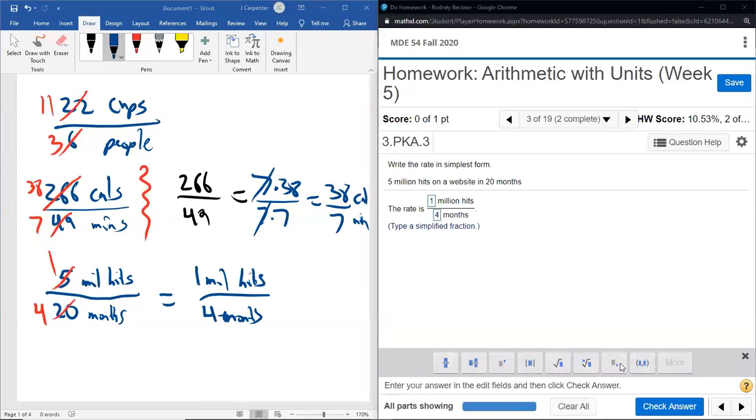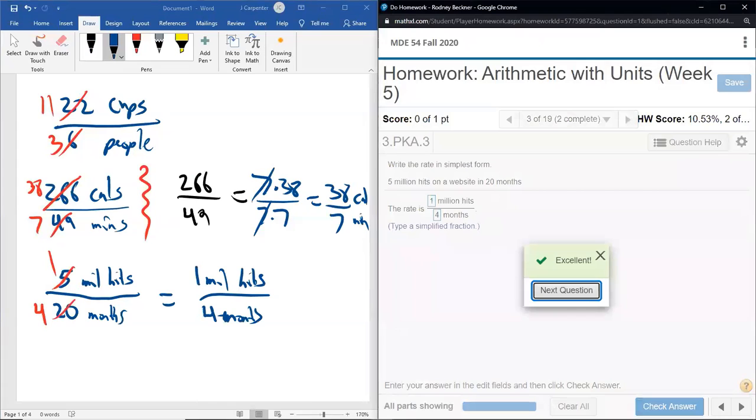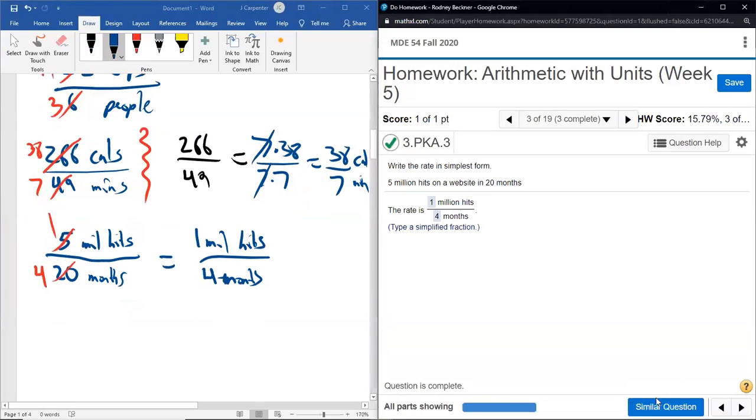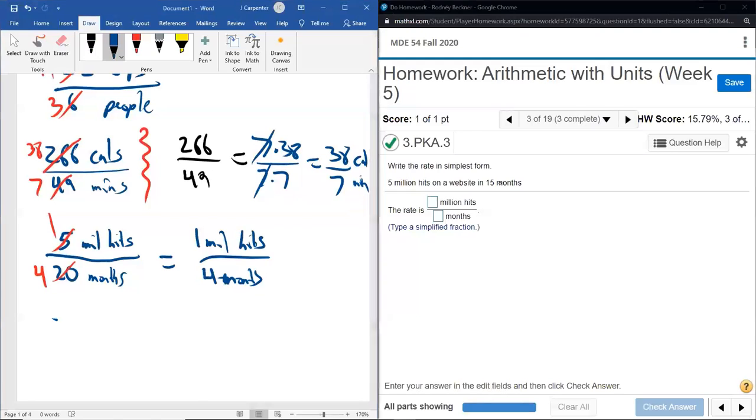So we'll do 1 million hits for every 4 months. Let's see if we get it right. And we did. See, if I had typed a bunch of zeros, let me hit a similar question. Now I got 5 million hits over 15 months. So what if I did it this way?